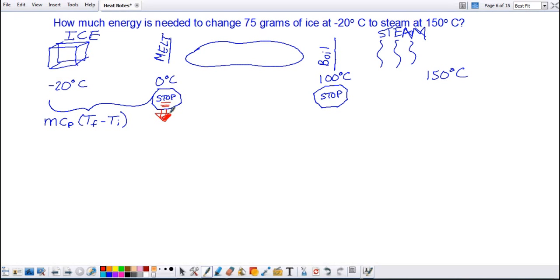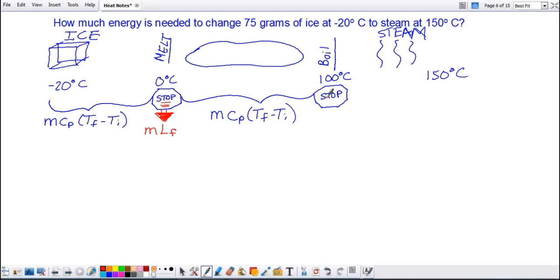During a phase change, we need to use latent heat. In this case, it's going from a solid to a liquid. It is melting. That is the latent heat of fusion. Then after it's done melting, the temperature will continue to rise until it gets to 100 degrees Celsius. While the temperature is rising, that's because we're adding heat, and we need to use mc sub p, change in temperature, final minus initial again.